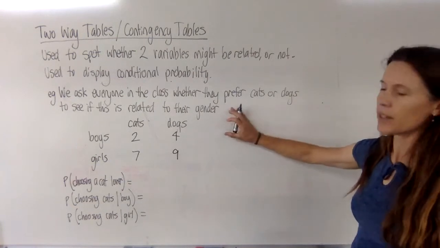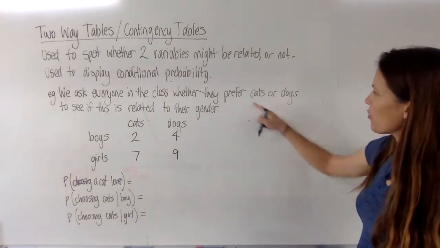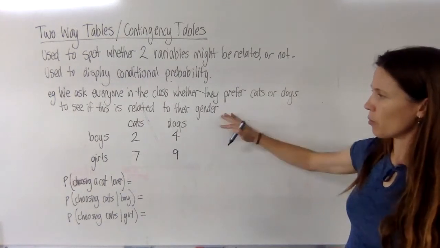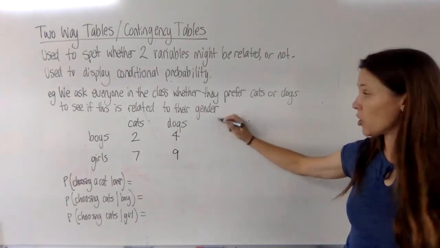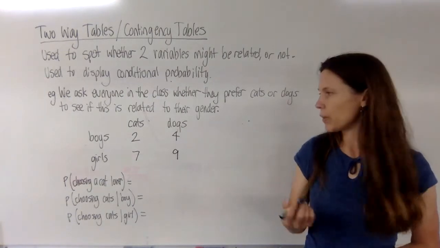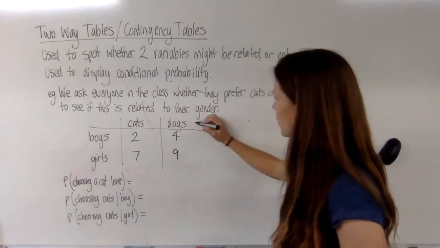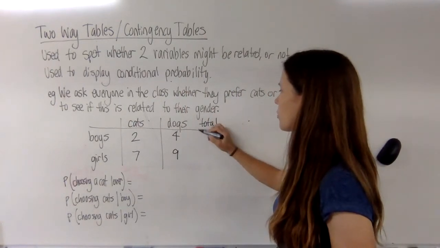So let's look at this as an example. If we ask everyone in the class whether they prefer cats or dogs, and we want to see if this is related to their gender, whether they're actually boys or girls, we could put our data into a two-way table and see what we get. Now, drawing this up, we can also easily come up with some totals.